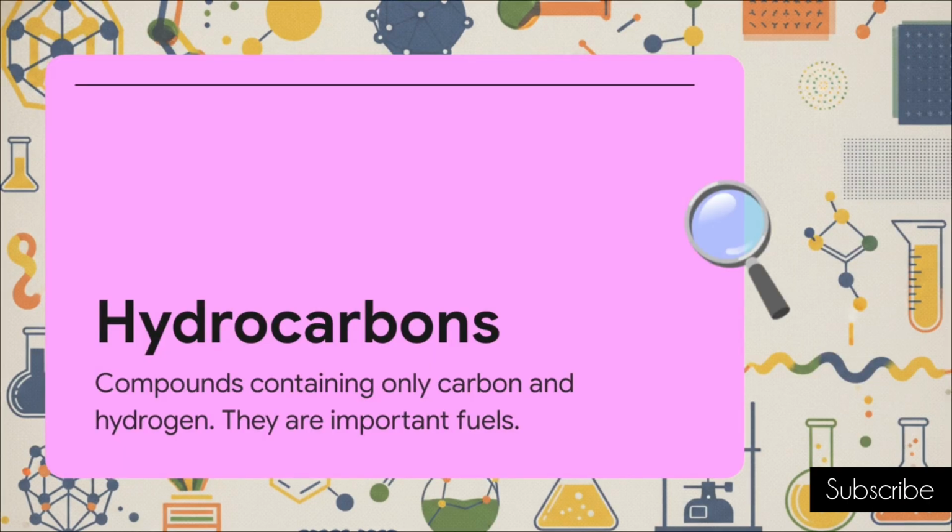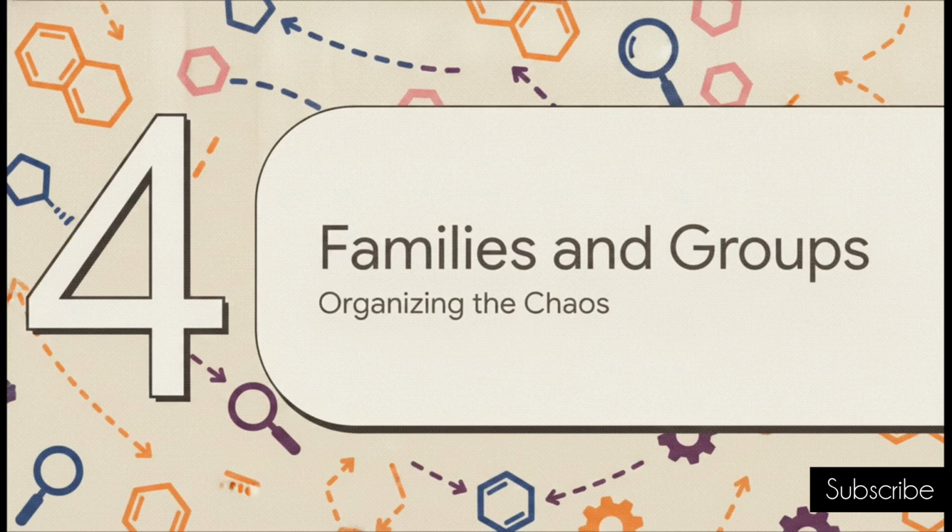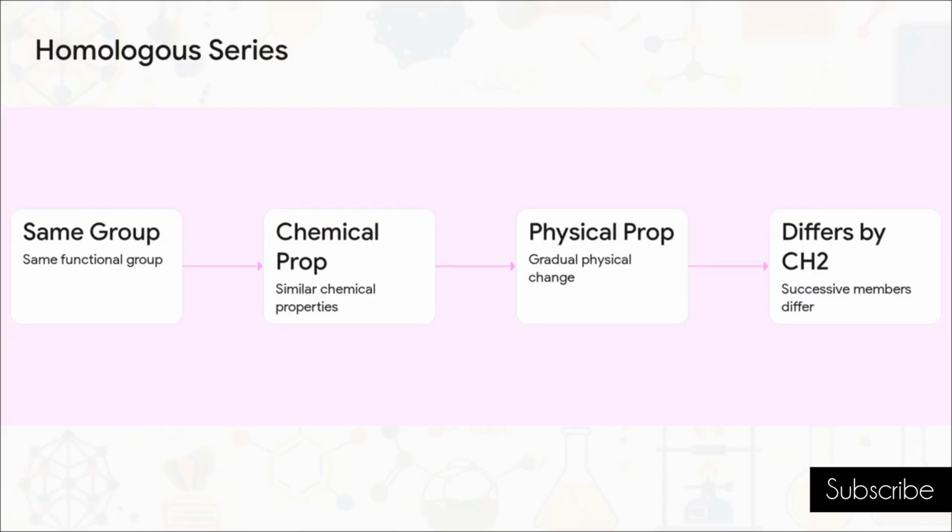Now, when carbon snaps together exclusively with hydrogen, we get what are called hydrocarbons. These are incredibly important fuels that literally power our modern world. Think about methane, ethane, propane. These are pure hydrocarbons, containing absolutely nothing but carbon and hydrogen atoms perfectly bonded together. Moving to Section 4, families and functional groups, organizing the chaos. So, with millions of variations out there, how do chemists actually make sense of the chaos?